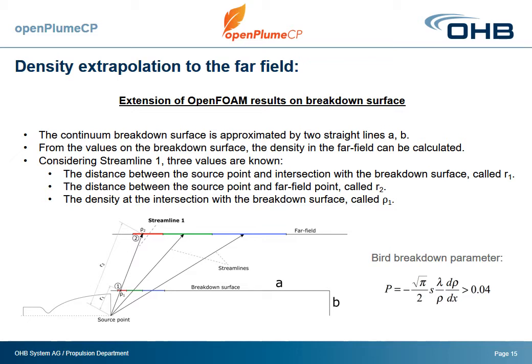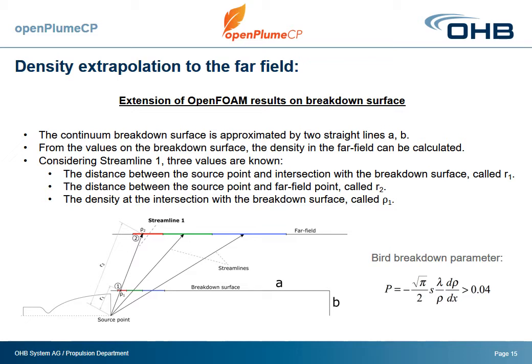So how we extrapolate to the far field. Here I just put 2 slides about really the core of the OpenPlume CP calculation, since we are at a rarefied gas dynamics conference. The idea is really to use a breakdown surface and to be able to extrapolate different streamlines into the far field. We can choose this breakdown surface by using the Bird number, and the Bird breakdown parameter is explicitly there.